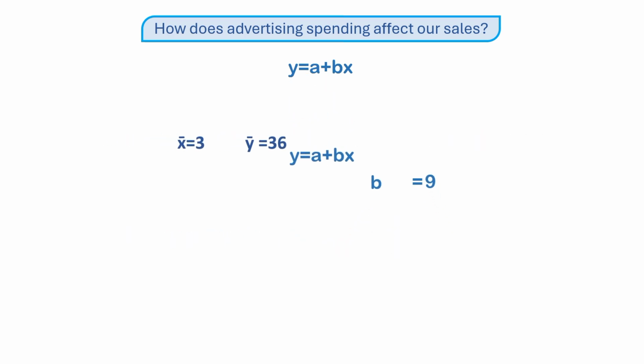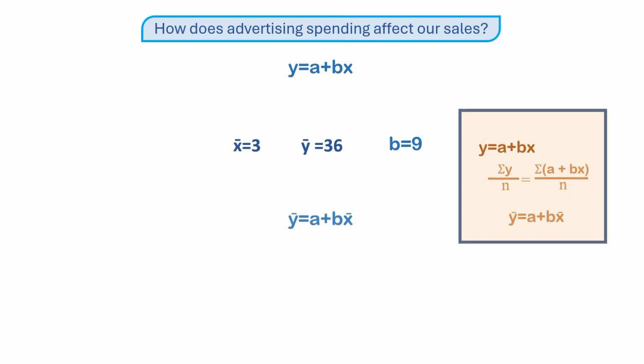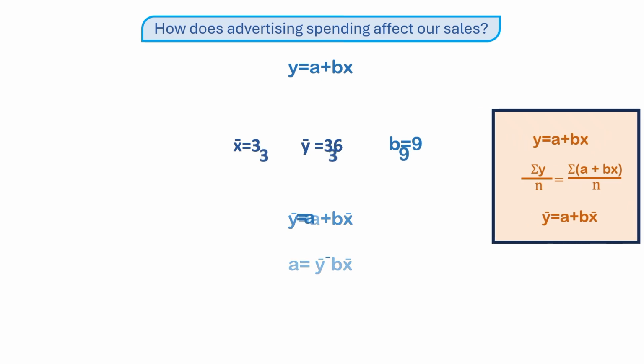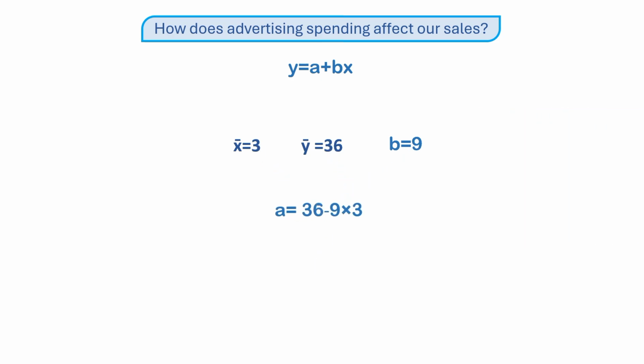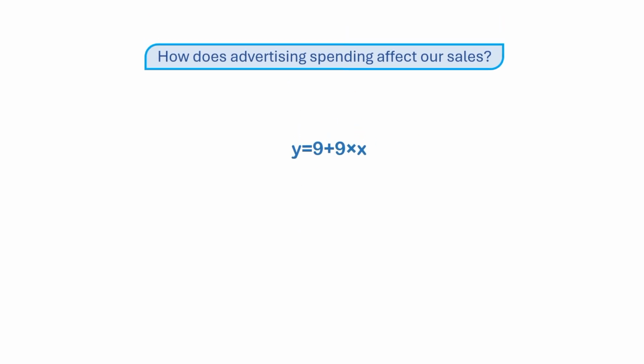Now we'll calculate intercept a. For that, we average on both sides. Now we rearrange this model. Let's input our calculated values in this model. We get 9. Now, let's input these values in our model. We get y equal to 9 plus 9 times x.